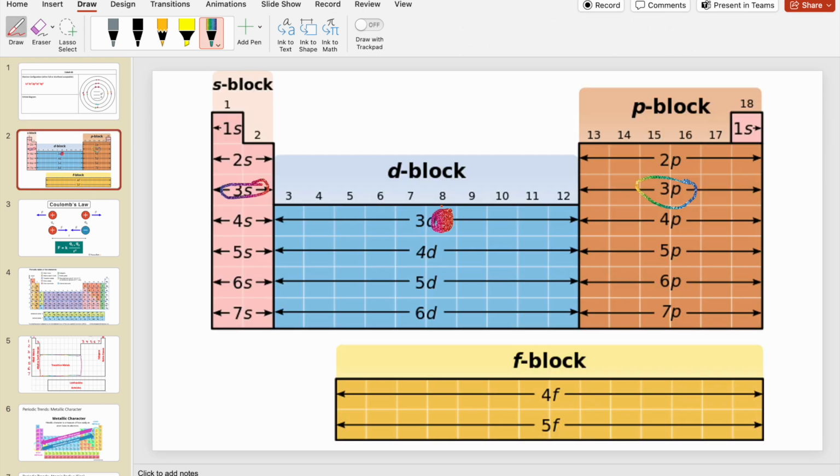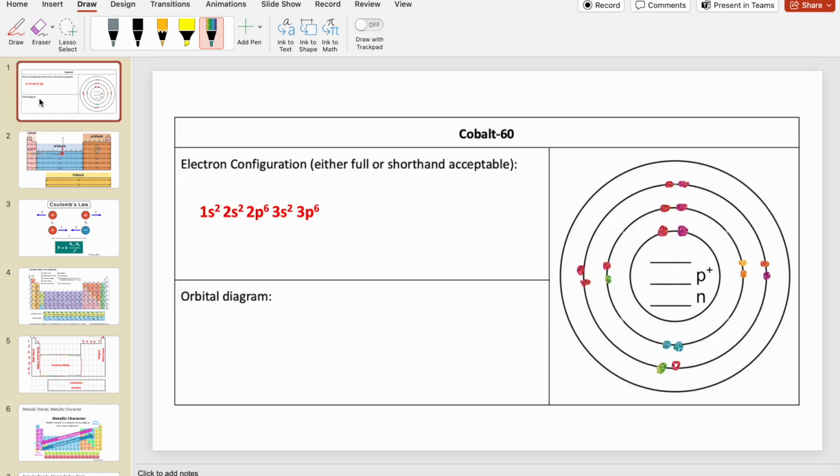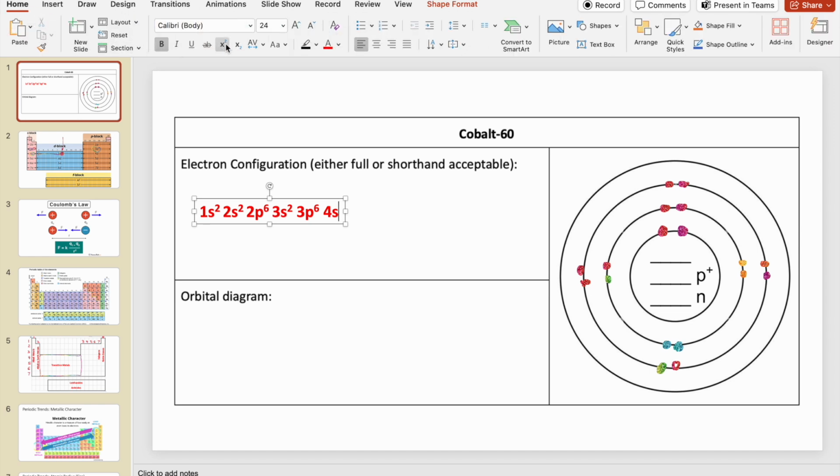Okay, now cobalt is here in the D block, so we're almost there. We have to go through 4s2, and then 3d, 1, 2, 3, 4, 5, 6. So that's 3d6. So when we're here, we're going to go back into the configuration and finish it off. So we get 4s2, 3d6. So that's your full final configuration for cobalt.